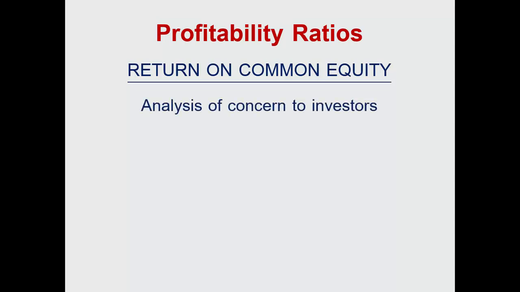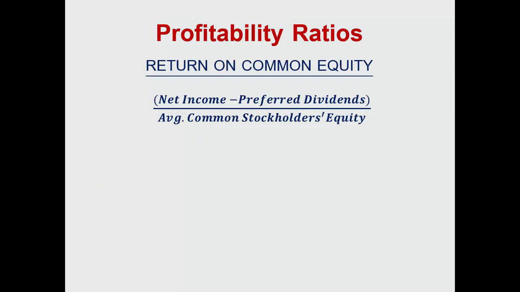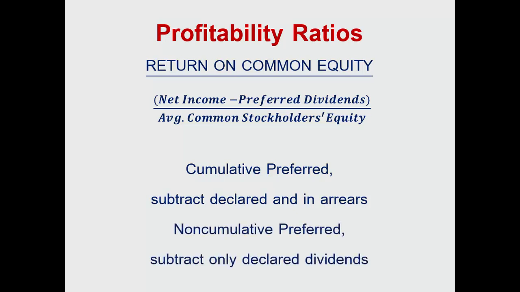Return on common equity. Analysis of concern to investors. That's what this one's important to. Now look at the numerator, net income minus preferred dividends. You're only concerned with net income that the common can get. They can't ever get what you're paying the preferred shareholders, if there are any preferred shareholders. And the denominator is going to be a weighted average this time instead of a simple average. For that numerator, if it's cumulative preferred stock, you're going to subtract declared dividends and any dividends in arrears. If it's non-cumulative, there aren't any dividends in arrears.